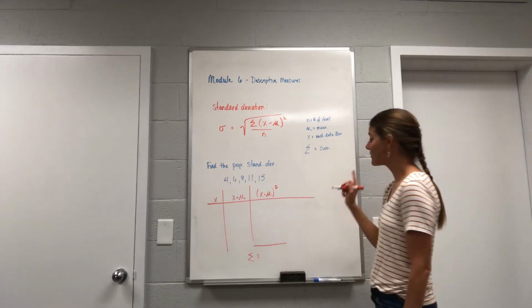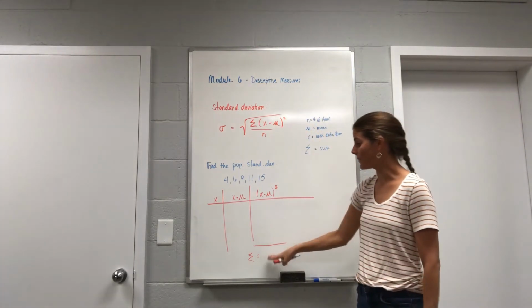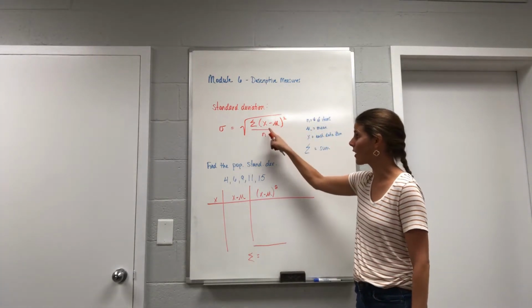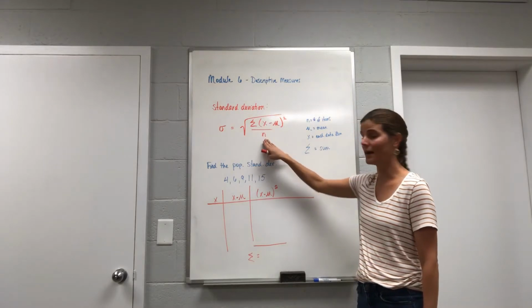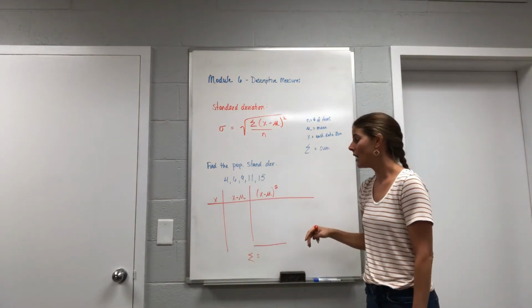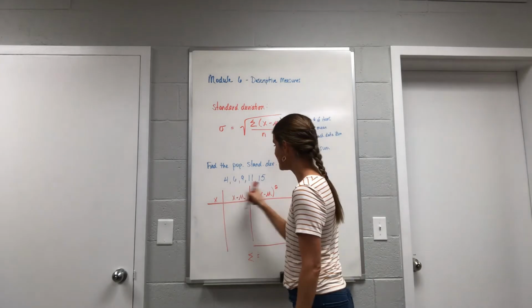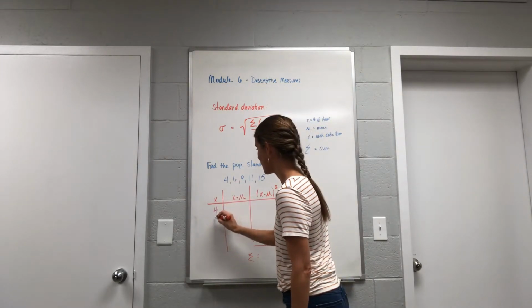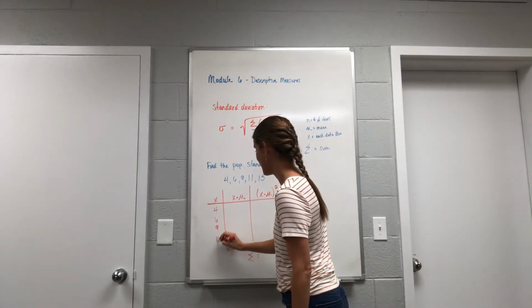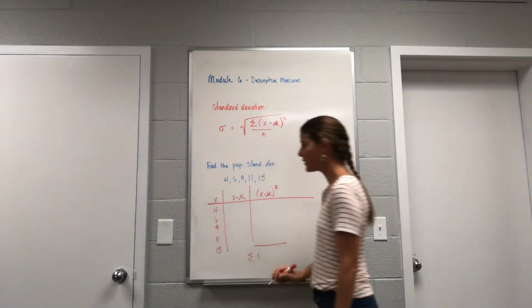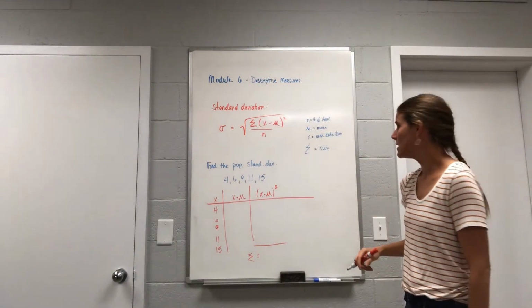After that, we'll finish the formula, but this is the key thing. That numerator is the hard part. Once we get that, we can divide by n and take the square root and we'll be done. But first we're going to list out all of these values: 4, 6, 9, 11, 15. Those are our x values, the data items.